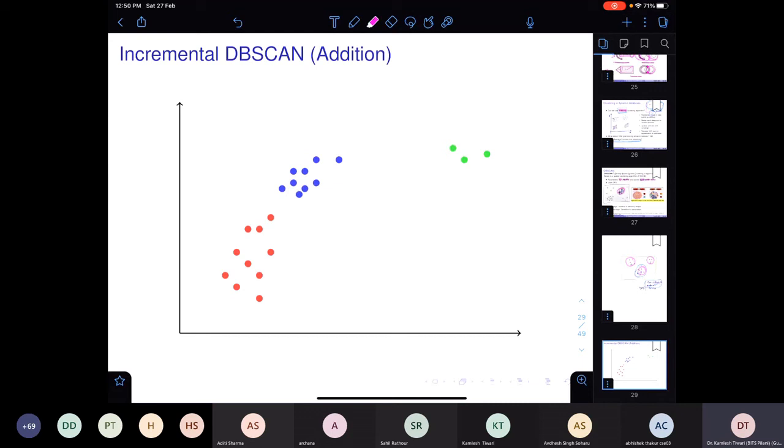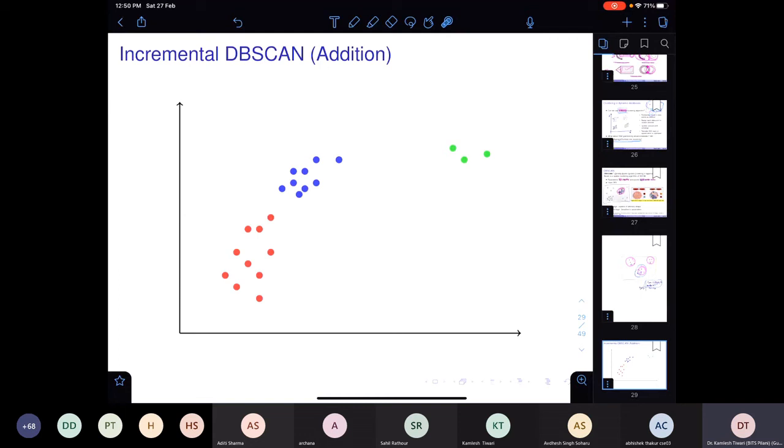A very important thing is why we are discussing this today, because we want to do things in an incremental way. So if we want to do things in an incremental way, is there a possibility of doing things incrementally over here? So let's assume that in the DBSCAN setting, you have one cluster, a second cluster, and a few noise points here. Let's assume that this is the setting you have.